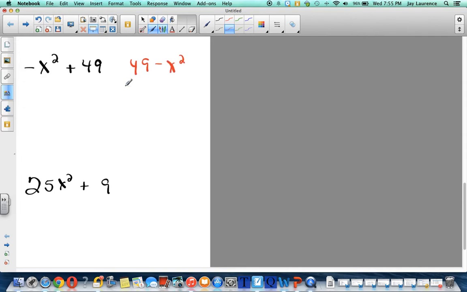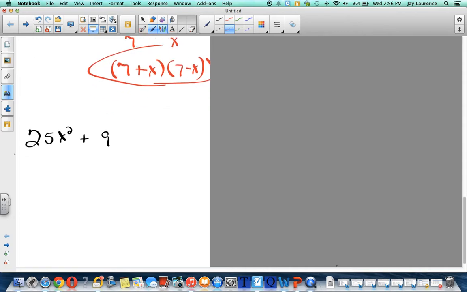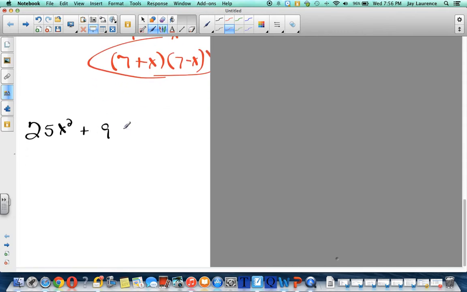Well, the square root of 49 is 7. Square root of x squared is x. I'm going to need a 7 plus x quantity and also a 7 minus x quantity. And there you go. Pretty simple stuff. All right, 25x squared plus 9. Go ahead, give it a shot. 25x squared plus 9.